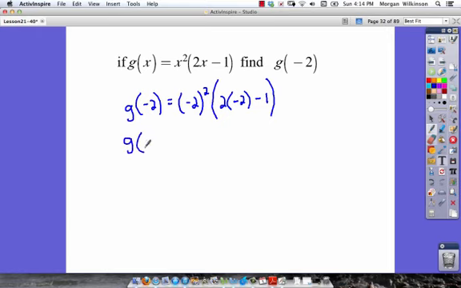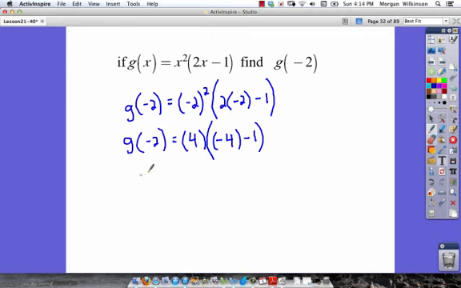So g of negative 2, this is functional notation again, is equal to, well, we can do this negative 2 squared. Negative 2 times negative 2 is positive 4. Then we'll do everything in our parentheses. We've got 2 times negative 2, that's negative 4. And we've got negative 4 minus 1.